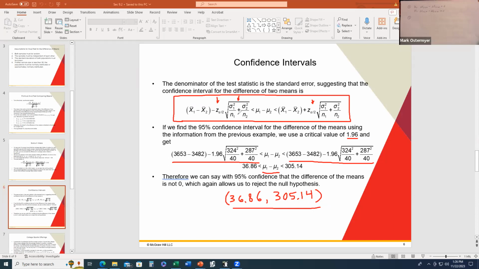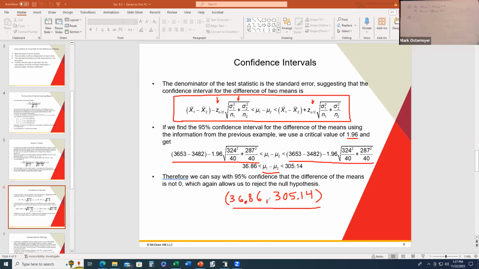Okay, so that's how you would build a confidence interval. We would say that the difference in the mean sodium intake between men and women would be between 36.86 milligrams and 305.14 milligrams of sodium. I have a question for you.